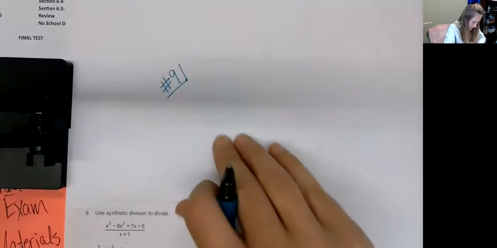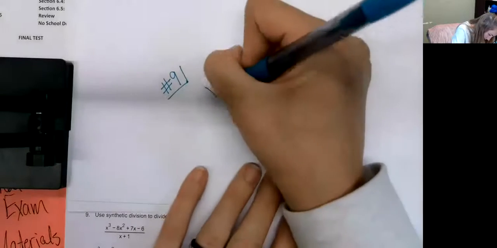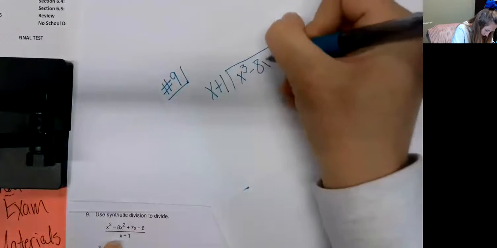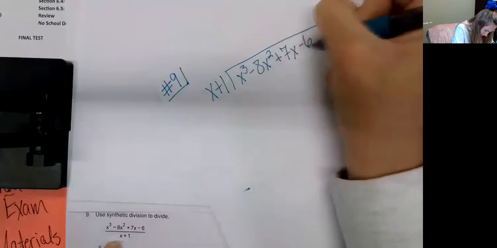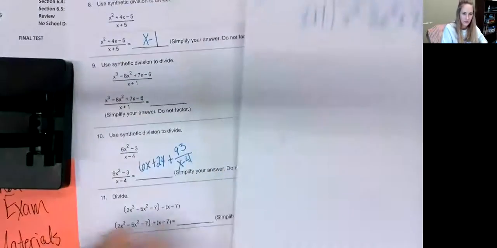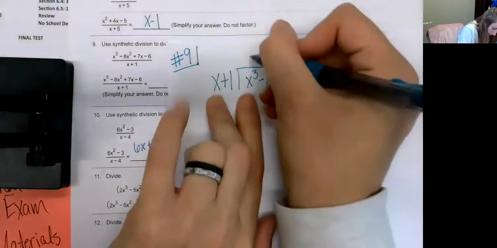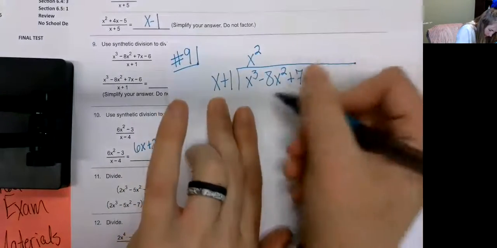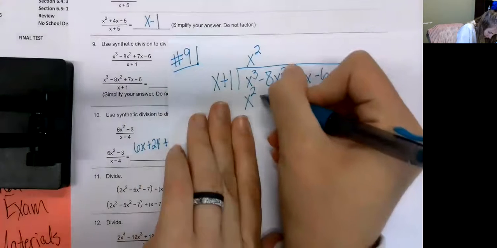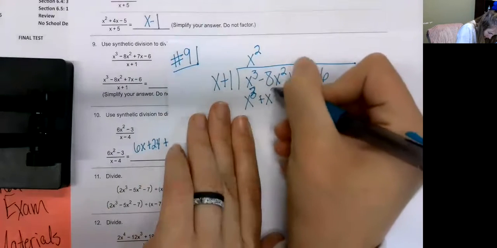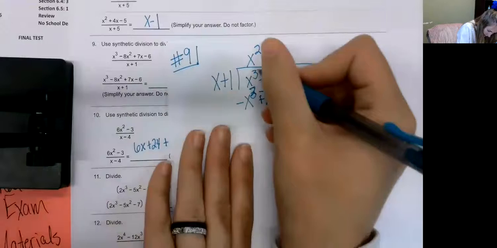Okay, copy all that down. So we're going to have x plus 1, x cubed, subtract 8x squared, plus 7x subtract 6. I have to multiply by x squared to get x cubed, so then I'm going to have x cubed plus x squared. Change our signs. That will be 0.